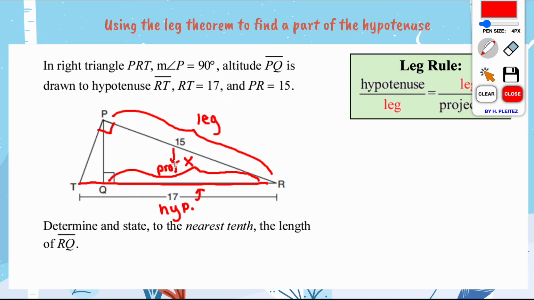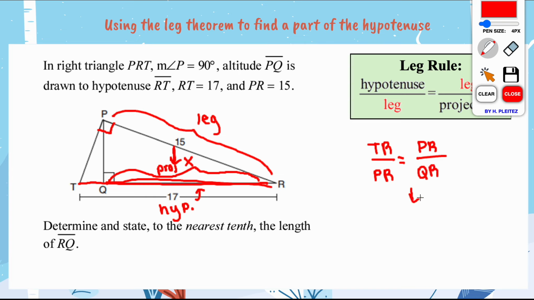So it helps just to label this first because there are going to be times where you don't know whether you're using the altitude rule from the other video or the leg rule. So if you start labeling your given information with what the pieces are actually called, it will help you. So our hypotenuse, it would be TR, segment TR over the leg, which our leg is PR, equals that same leg again, PR, over that leg's projection. Now we said that that projection is this piece QR.